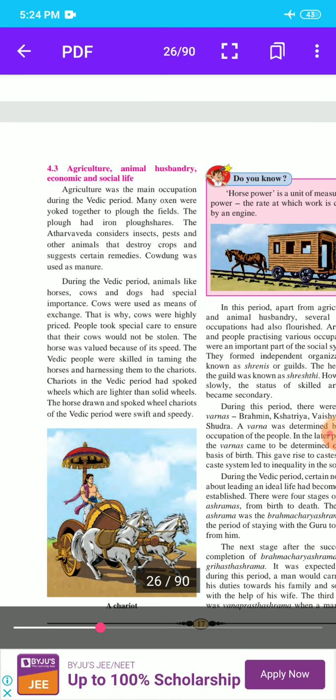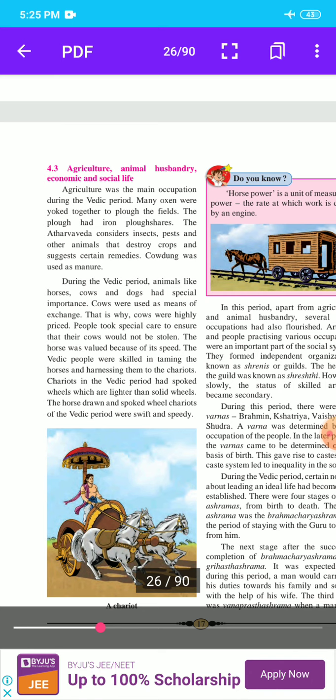During the Vedic period, animals like horses, cows and dogs had special importance. Horses were used in many ways, and cows and dogs were also used in some ways. Cows were used as a means of exchange. That is why cows were highly prized. People took special care to ensure that their cows would not be stolen.